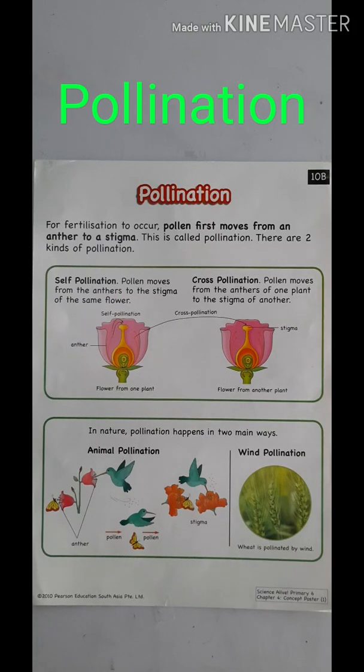In nature, pollination happens in two main ways. It can happen by animals, for example birds and insects, or by wind pollination.